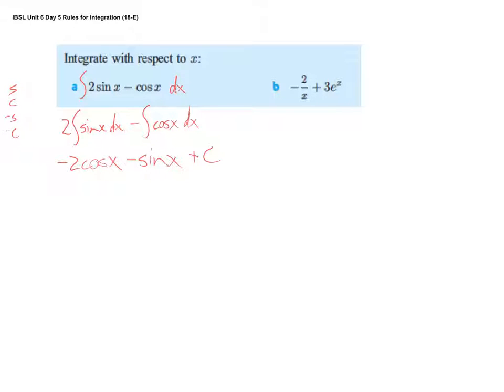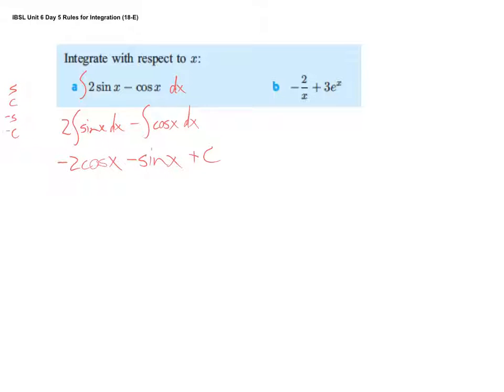Oh yeah, yeah. And why again do we add the plus c? We add the plus c because remember, if we were taking the derivative of this to get back to 2 sine minus cosine, it doesn't matter what constant you have, the derivative would be 0. That's because the derivative of a constant is 0.